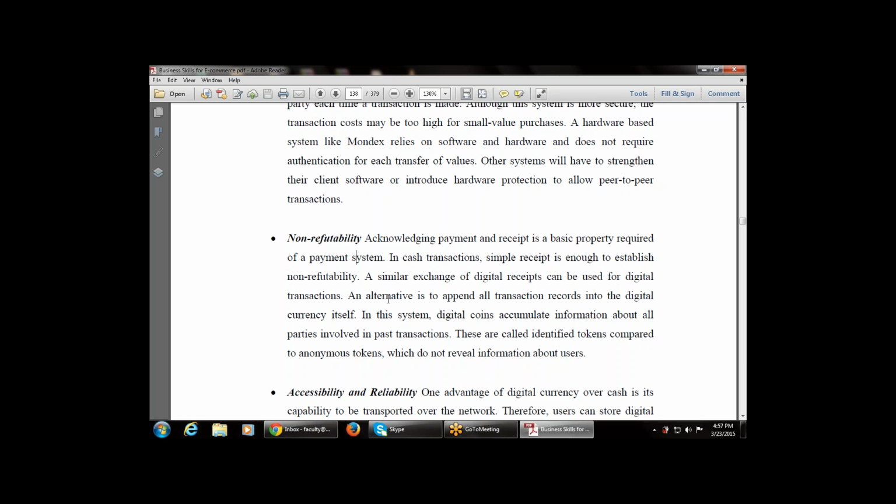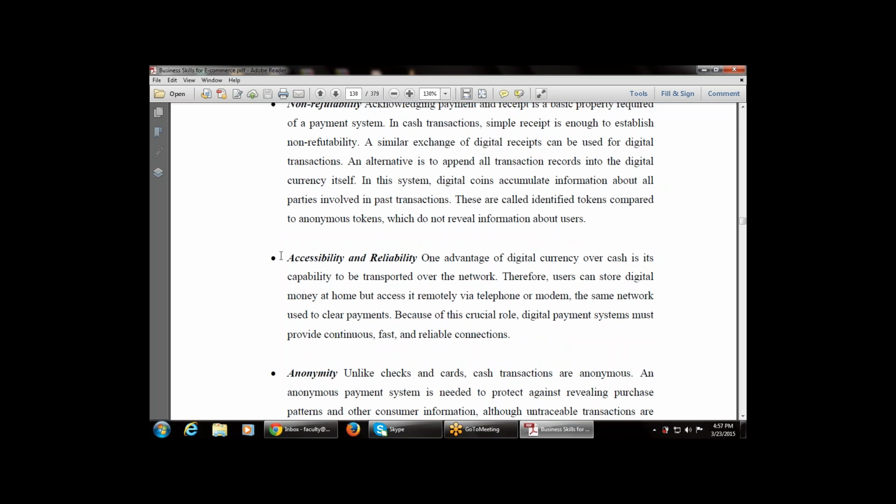Then the next property is accessibility and reliability. That is, it is easy to access a digital signature and we can rely on it. This is one of the most important properties. It says one advantage of digital currency over cash is its capability to be transported over the network. Whenever I use digital currency, it must be transported over the network, as compared to cash. Cash must be handed from one person to another, right? But the e-payment system or digital currency is transported over the network. That is the advantage of digital currency.